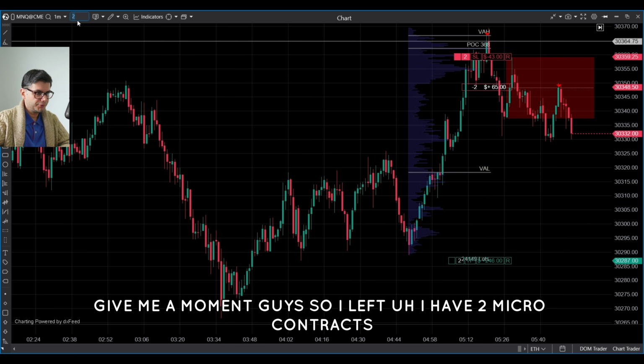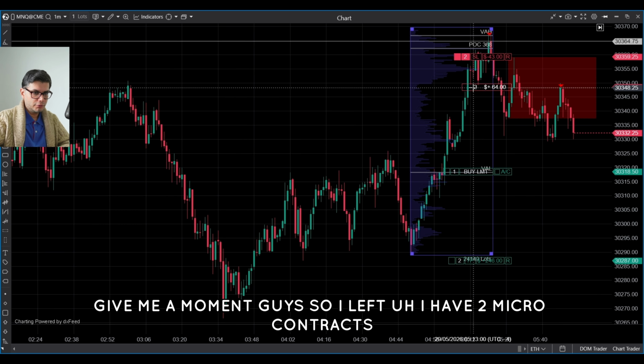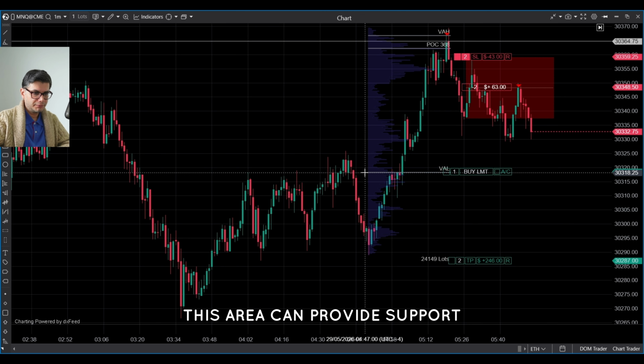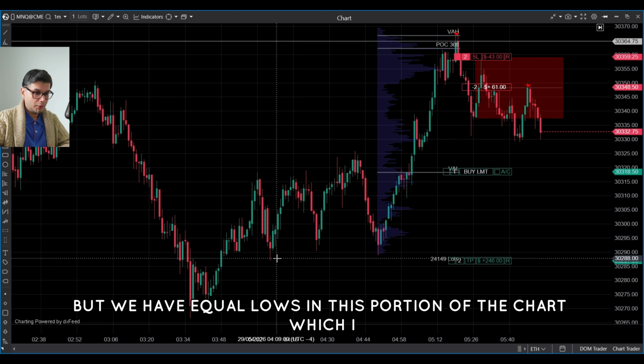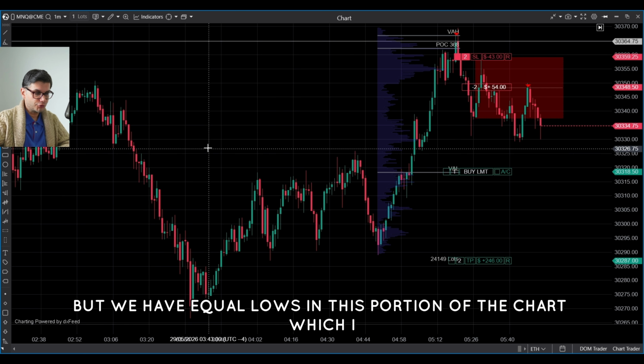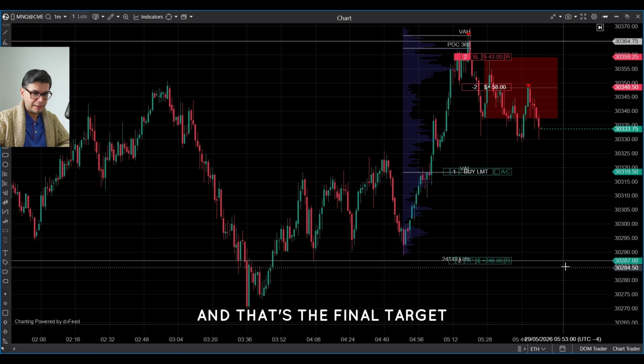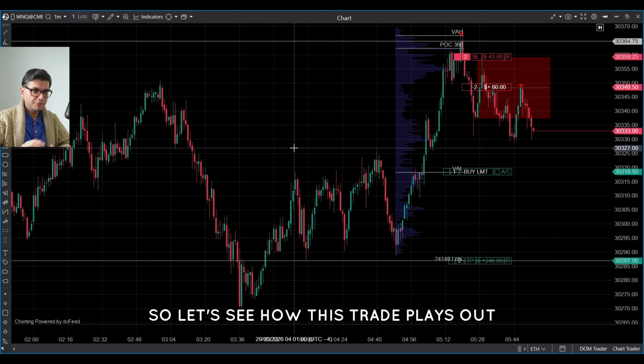Give me a moment, guys. So I have 2 micro contracts. I want to close 1 micro at the value area low. This area can provide support, but we have equal lows in this portion of the chart which I would like to mark with a horizontal line, and that's the final target. So let's see how this trade plays out.